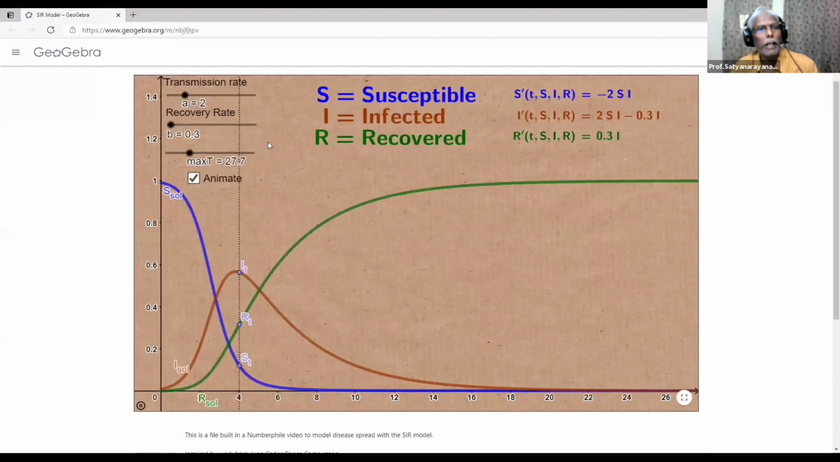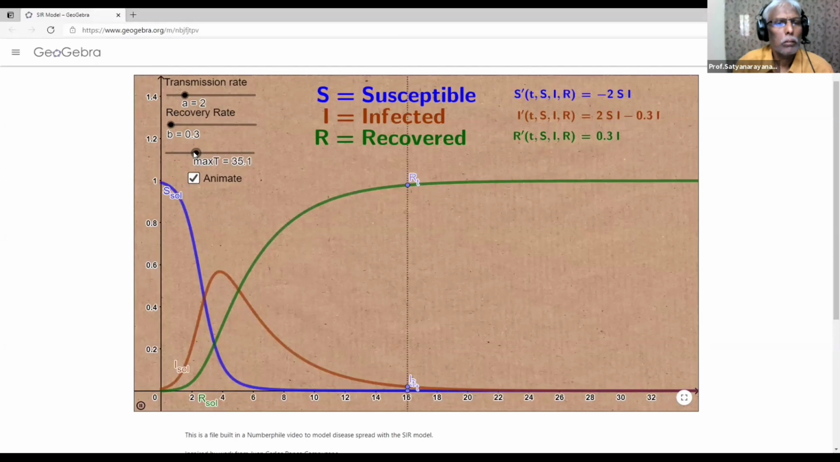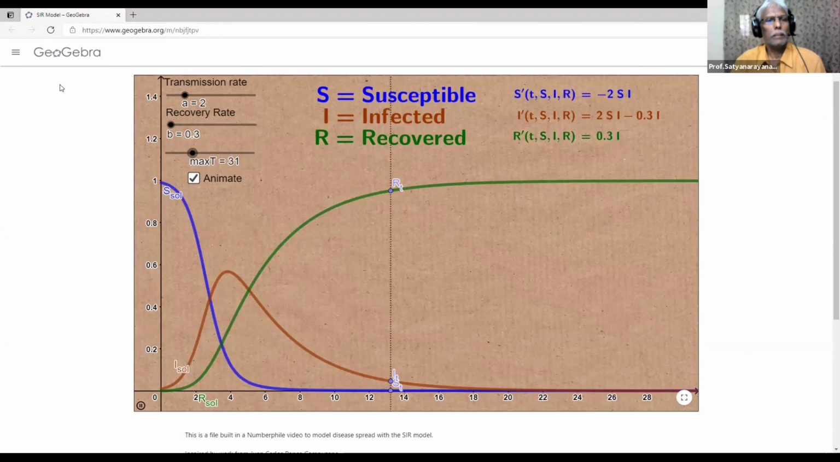This is the transition rate. A is equal to 2, because every individual will pass the disease to 2, and 3 in India. Recovery rate I have taken 0.3. Maximum time is 27.7. I can change it. Let's make it thirty-one days, the month of May. Let's check. But 0.3, see, susceptible is in blue.